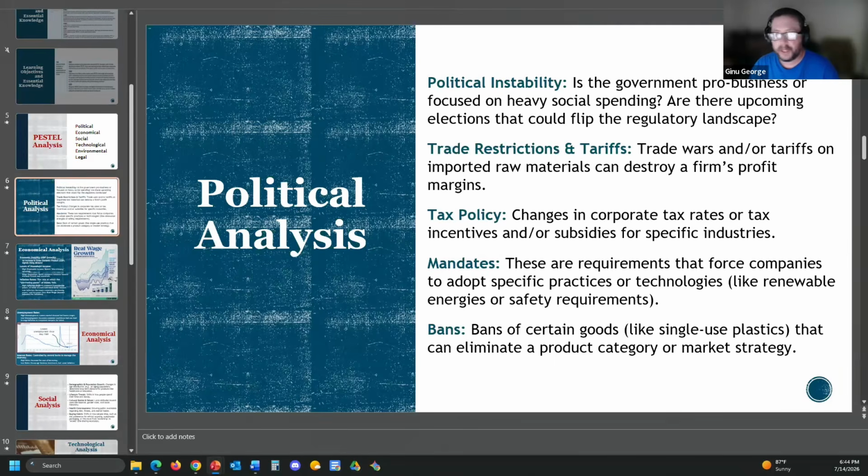Finally, here we have mandates and bans. A mandate forces a company to adopt a practice. For example, having to acquire a certain percentage of its energy from renewable resources. Things like companies having to use 50% of their power generated by solar farms or wind power rather than just oil and coal. If you're mandated by the government, by policy, to use renewable energy, that forces you to adopt that practice. So that's a mandate, and then bans, kind of similar, can eliminate an entire product category overnight.